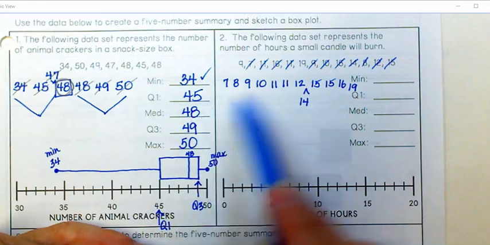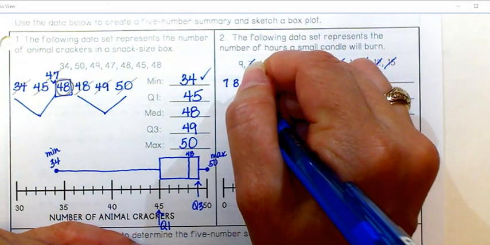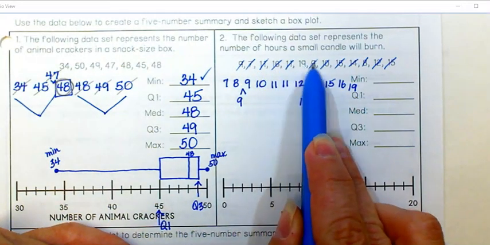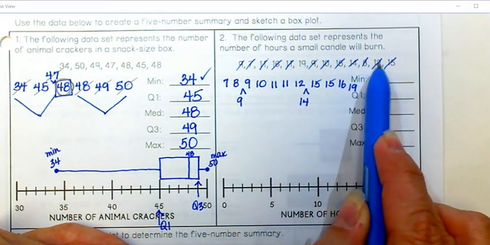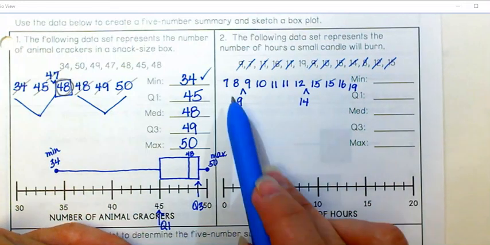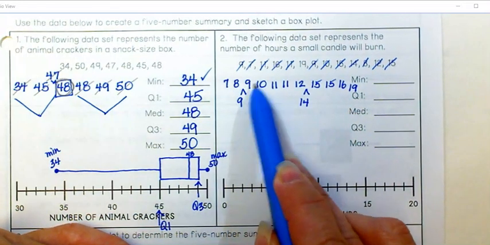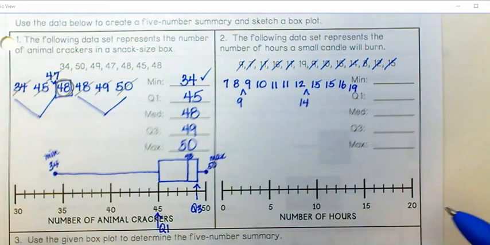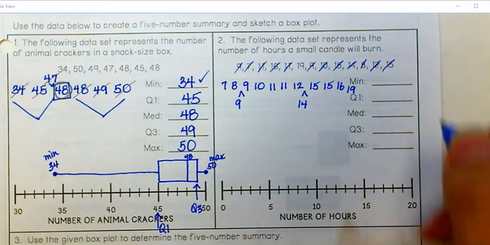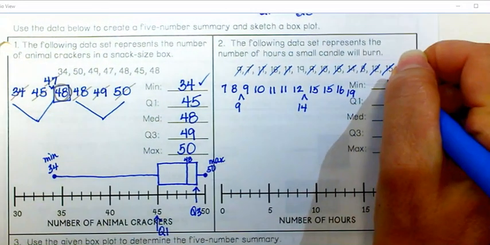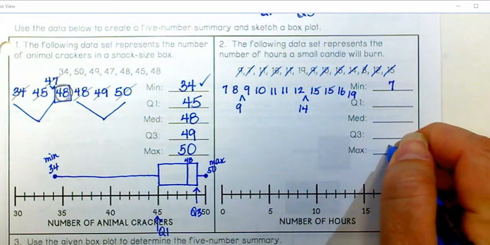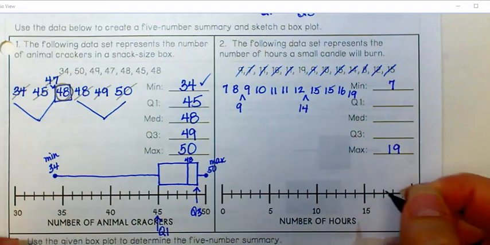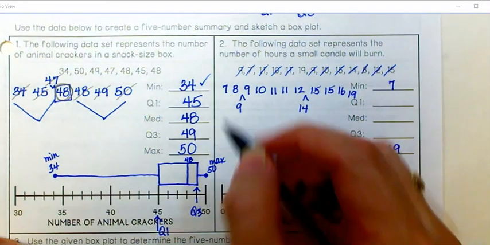I have, oh, and there's 2 9s. Okay, 1, 2, 3, 4, 5, 6, 7, 8, 9, 10, 11, 12, 13 data points. So let's make sure I have 13. Okay, so I've got them all. All right, my minimum is 7. My maximum is 19.